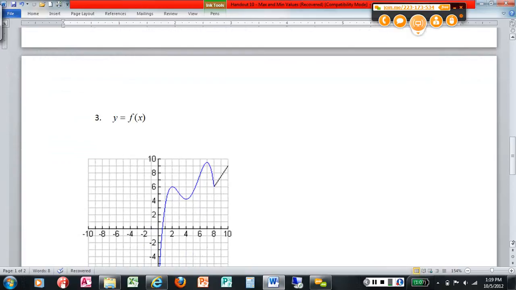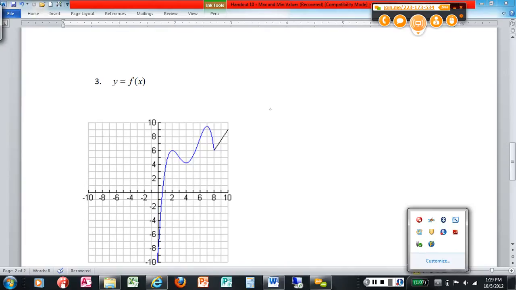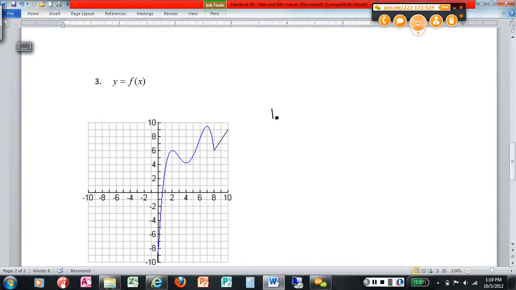All right, let's go to number 3. So number 3, we've got a pretty complicated little function, if you actually looked at the function there. But let's talk. This is a good one for local maxes and mins and those sorts of things.